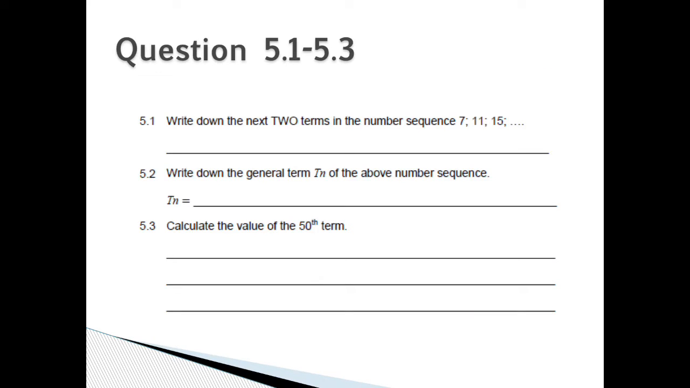5.1. Write down the next two terms in the number sequence 7, 11, 15. 5.2. Write down the general term Tn of the above number sequence. Tn is equal to what? Calculate the value of the 50th term.